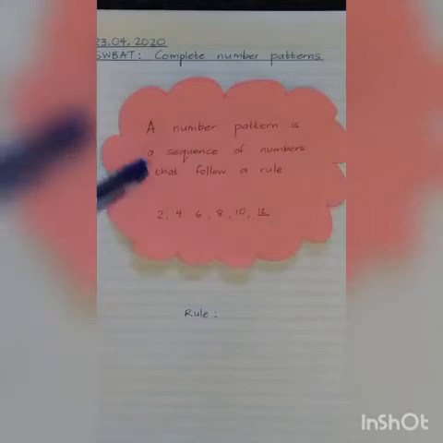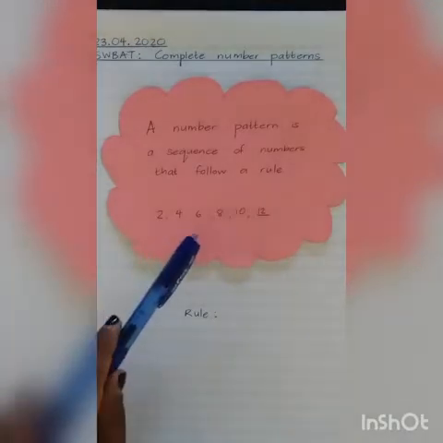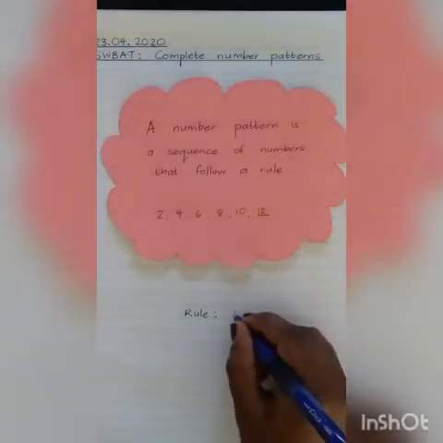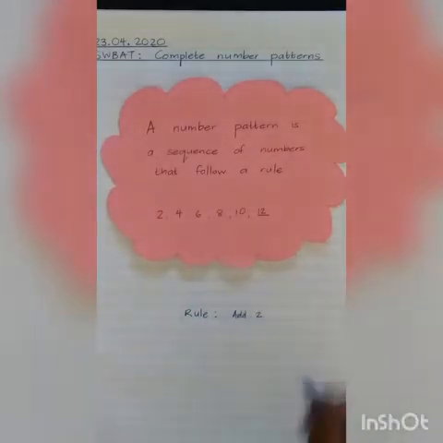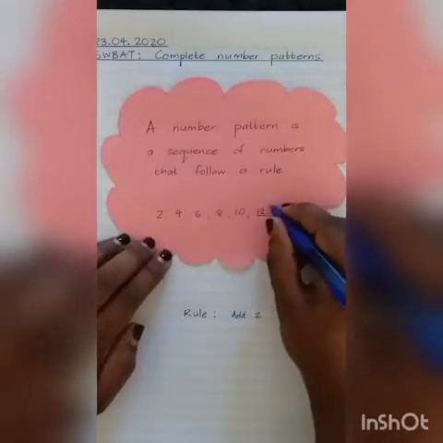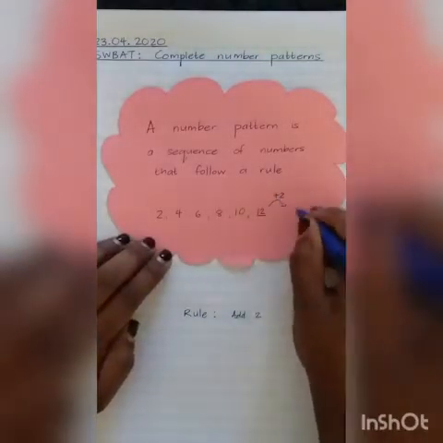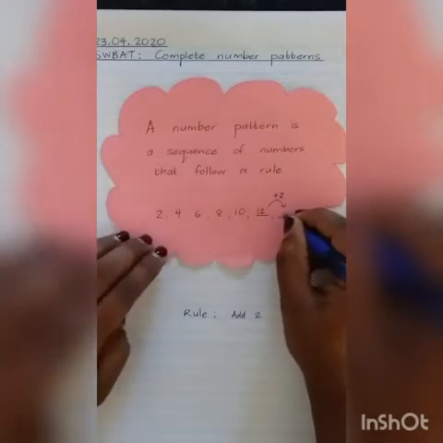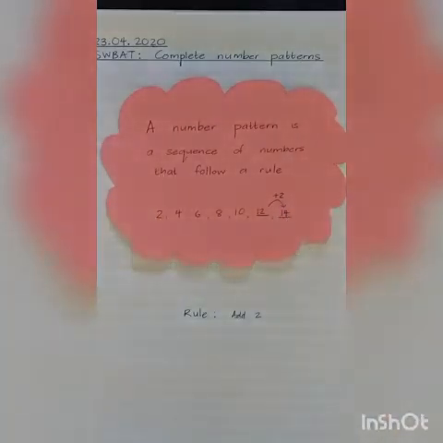A number pattern is a sequence of numbers that follow a rule. Take this number pattern for example, 2, 4, 6, 8, 10, 12. The rule is to add 2. To find the next number and complete the pattern, we will need to add 2. And our answer will be 14. Now let's try it out with larger numbers by following these steps to success.